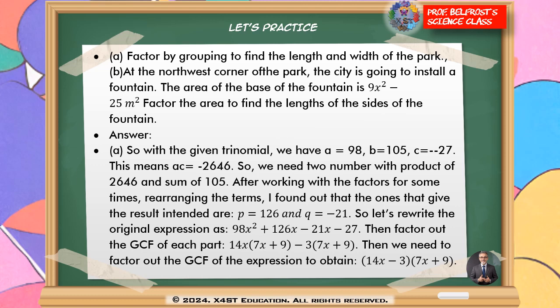And B. At the northwest corner of the park, the city is going to install a fountain. The area of the base of the fountain is 9x squared minus 25. Find the length of the side of the fountain.